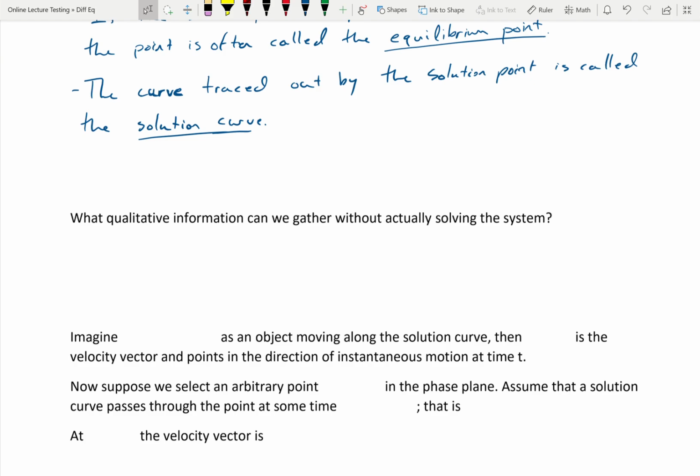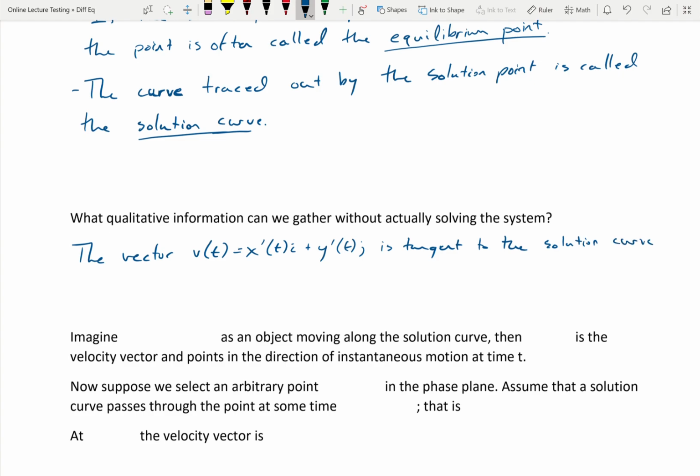All right. So here we're going to deal with vectors because we are dealing with the system of linear equations and matrices. So the vector v of t is equal to x prime of t times the vector i plus y prime of t times the vector j. This is tangent to the solution curve at the point x of t, y of t.